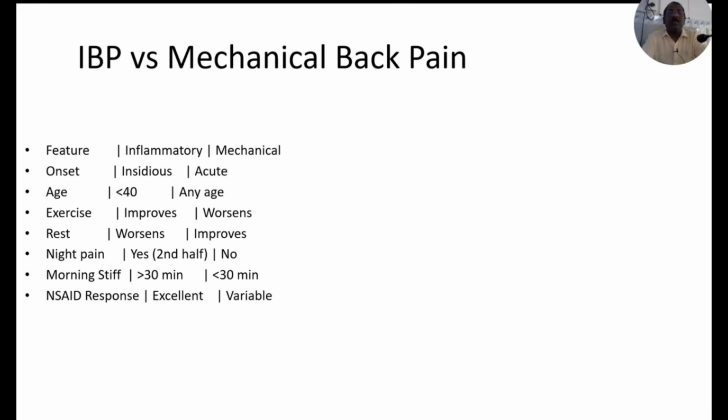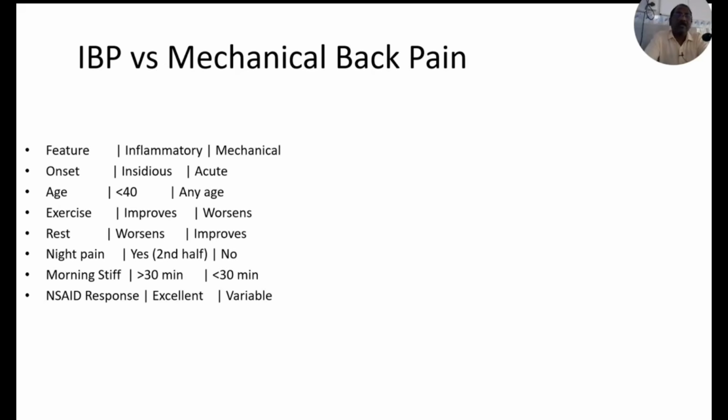Now the differences between the mechanical and the inflammatory backaches. Onset is acute in mechanical, whereas insidious in inflammatory. Age: mechanical, any age group, mostly the elderly; inflammatory, mostly young adults, maybe the second, third and fourth decades. Exercise worsens the mechanical, whereas exercise improves the inflammatory. Rest worsens the inflammatory and improves the mechanical. Night pains are more inflammatory, especially the second half, whereas in mechanical there are no night pains because they are taking rest. Morning stiffness is more than 30 minutes in inflammatory, less than 30 minutes, maybe 5 to 10 minutes, in mechanical.